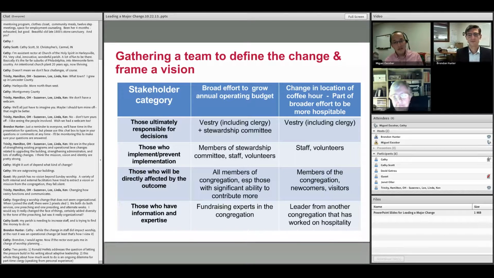In a broad effort to grow annual operating budgets, it's going to involve a lot of people. The last category, those who have information and expertise: there may be folks in your congregation who think about development and think about fundraising specifically.